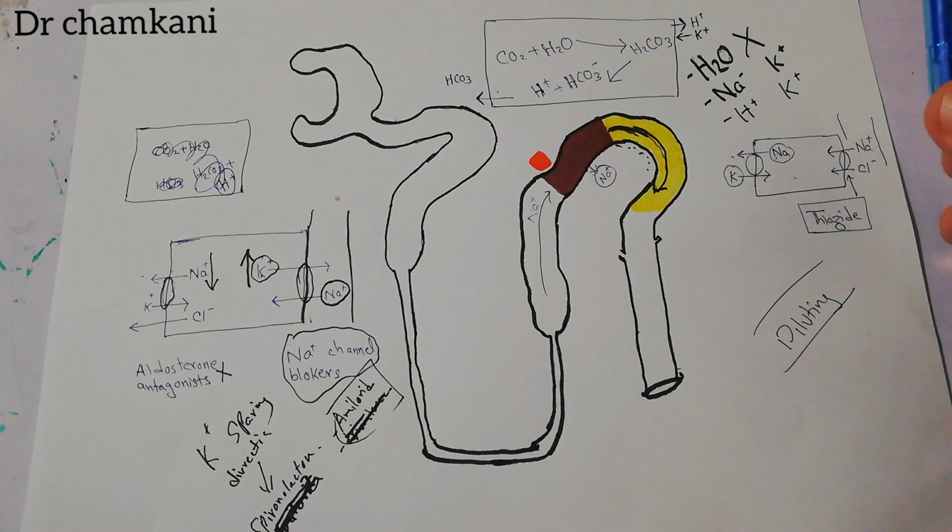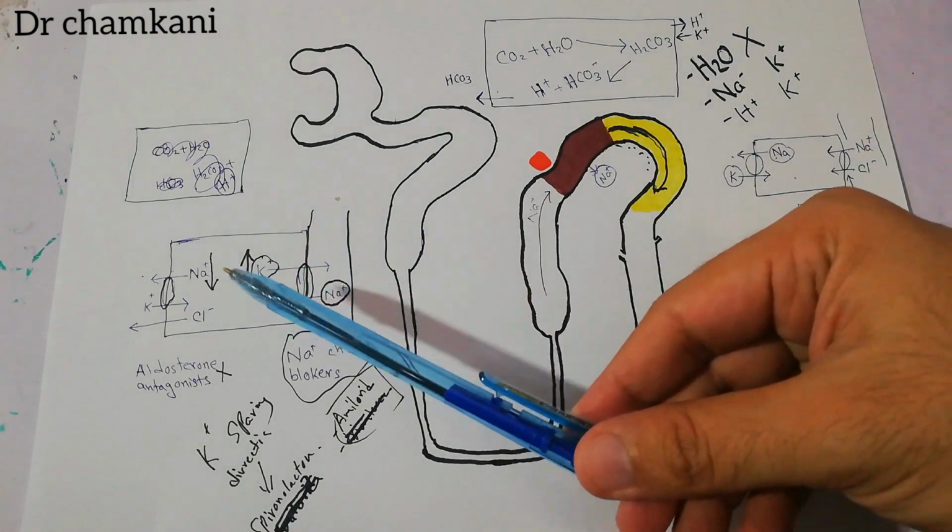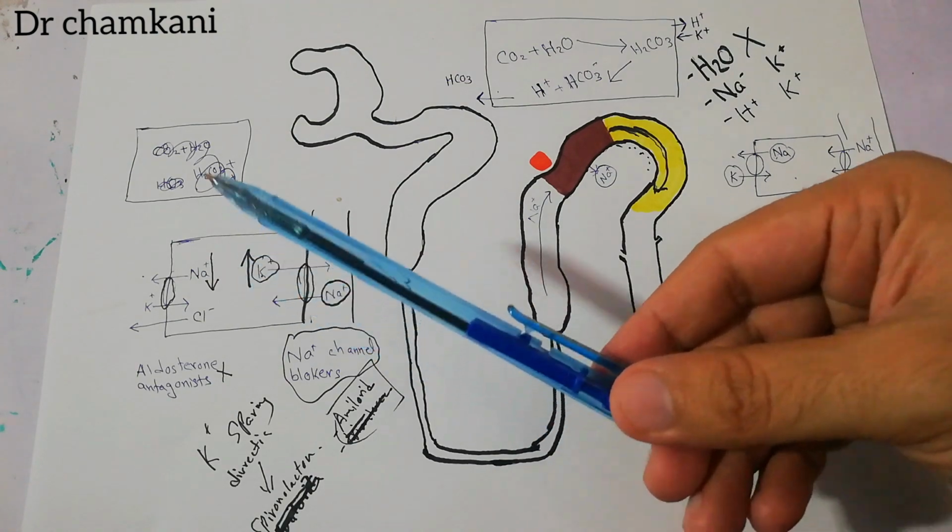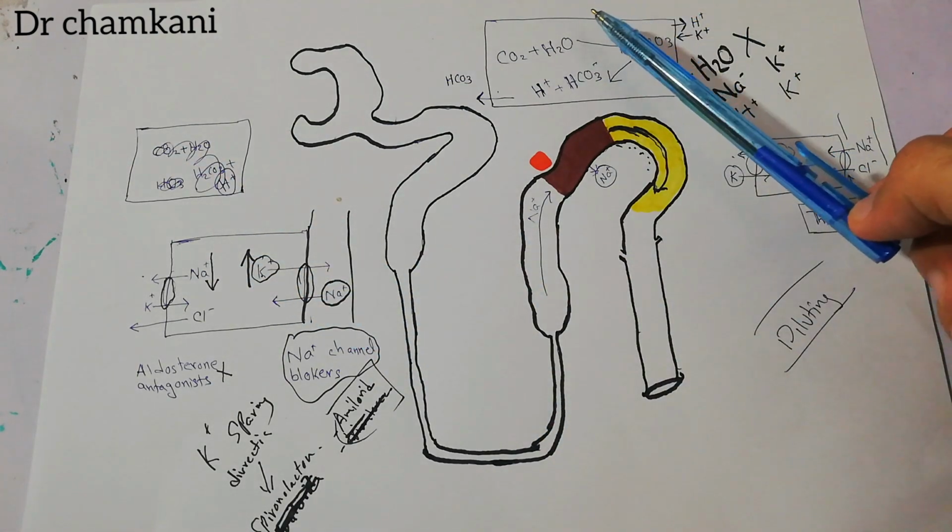Previously, we discussed that there are two types of cells. First type of cells are principal cells, and we discussed the principal cells in detail. The second type of cells are intercalated cells.